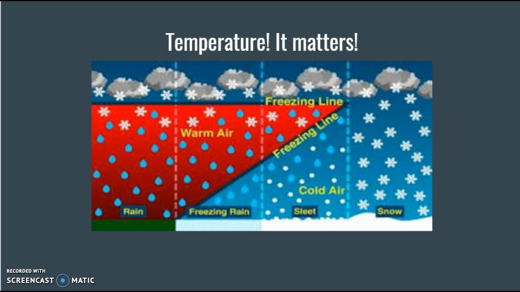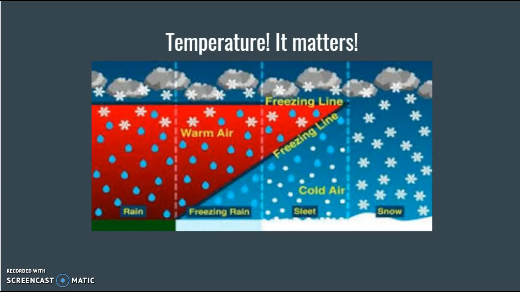In this diagram, the red color represents warm air and the blue color represents cold air. Warm air is here, cold air is here. Now, when the clouds in the warm air area get too heavy and the precipitation falls, the precipitation stays liquid and it is rain all the way down.